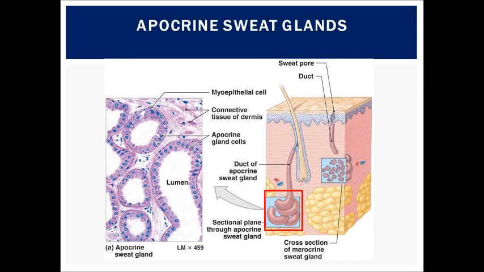Here is the image of an apocrine sweat gland. As I mentioned earlier, it produces secretions into hair follicles.